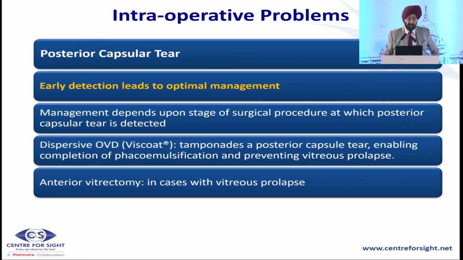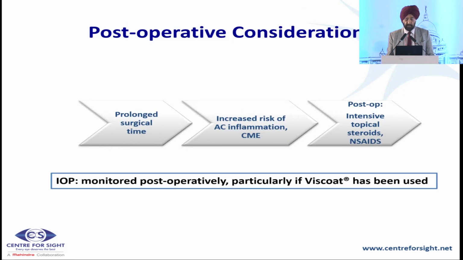So intraoperatively, if you have a PCT, you need to detect it early and not fish for the nucleus. Management would depend on the procedure. If it is a hard cataract and you still have a bulk of the nucleus there, then you are in a deep problem. And anterior vitrectomy through the posterior route is something that would be required.